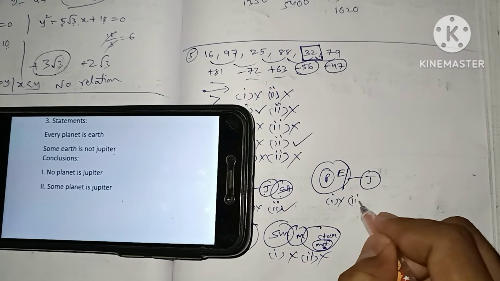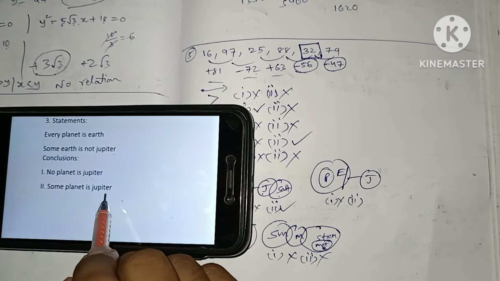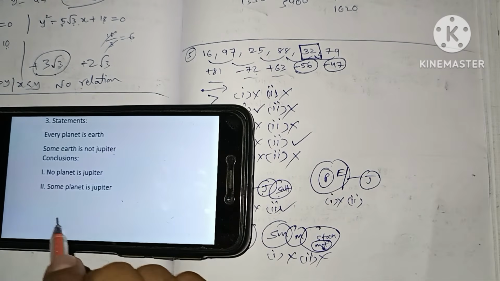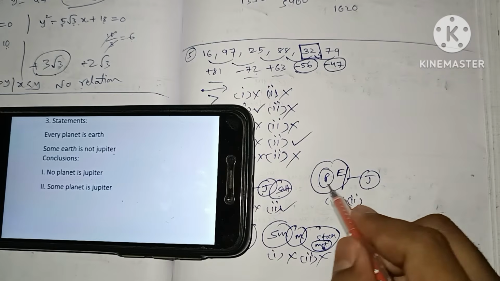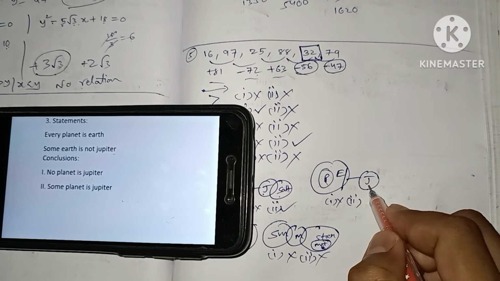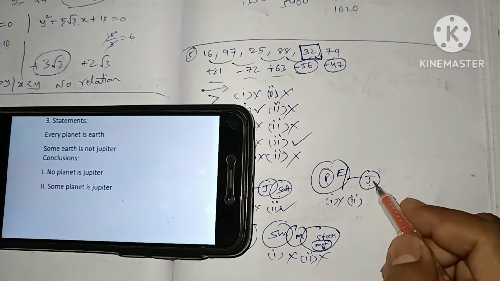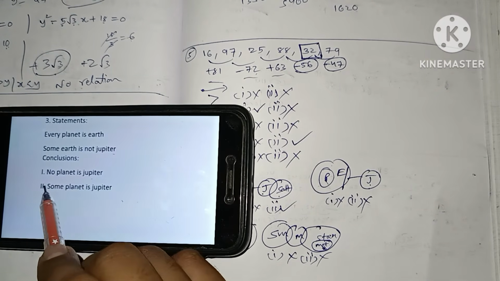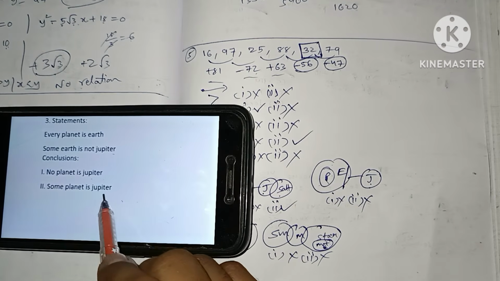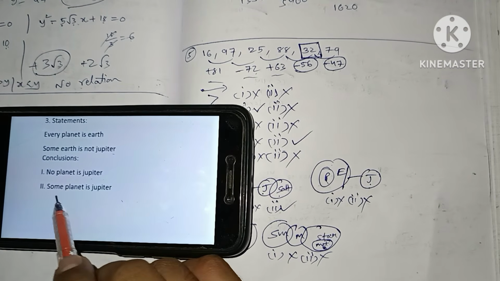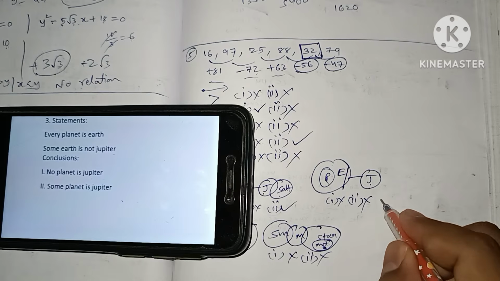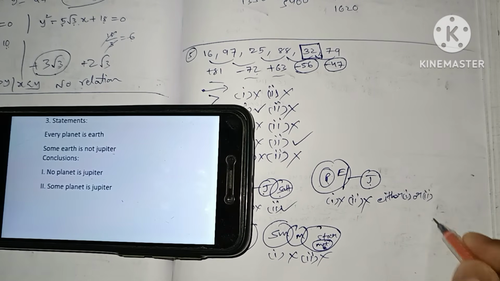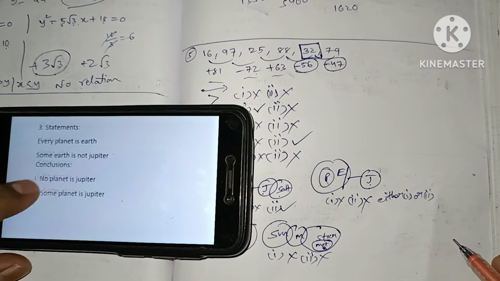Second conclusion, some planet is Jupiter, some part of planet is sharing with Jupiter. It is a basic conclusion and there is no direct relation between planet and Jupiter. So the second conclusion is false. But here we see it is a positive statement and it is a negative statement. We have the same words in suffixes and prefixes. So the answer for this one is either 1 or 2 is the answer for this question. Okay. Now we are going to see question number 4.